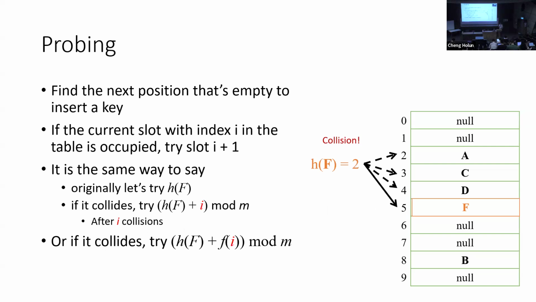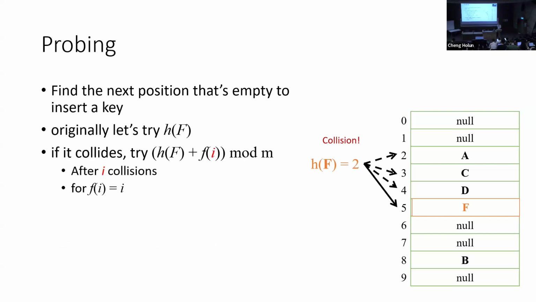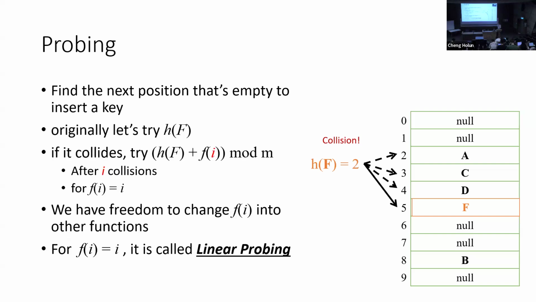And actually, I can play more with it. I can put a function there. The next position I search is actually f(i) instead of i. What does that mean? After a collision, I use the value f(i) instead. For example, this original one, I call it linear probing. Why is it linear? Because i is 1, 2, 3, 4, 5.